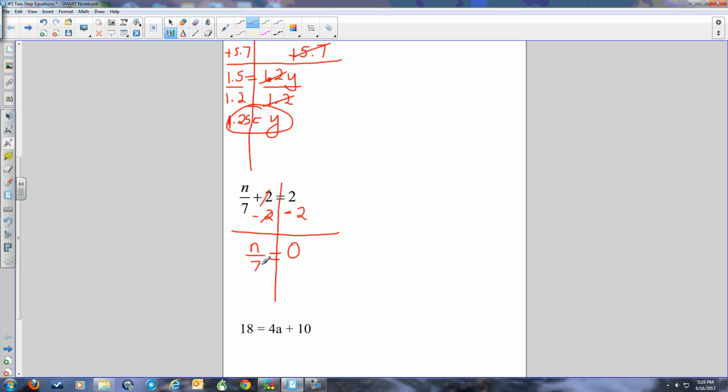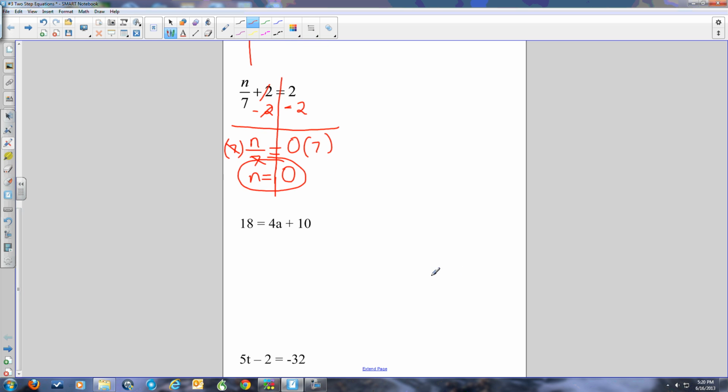We want to get n alone, and n is being divided by 7. So we're going to do the opposite and multiply each side by 7. The 7's will cancel, and we have n equals 0 times 7, which, oh, and look at what I almost did. I almost wrote down the wrong answer. Some of you might have been thinking along the same lines I was. 7 times 0 gives us 0. I just saw that 7 and really wanted to write it down.